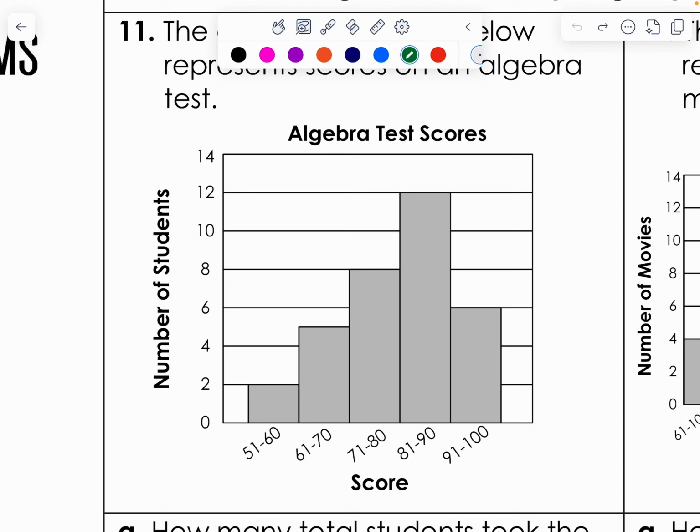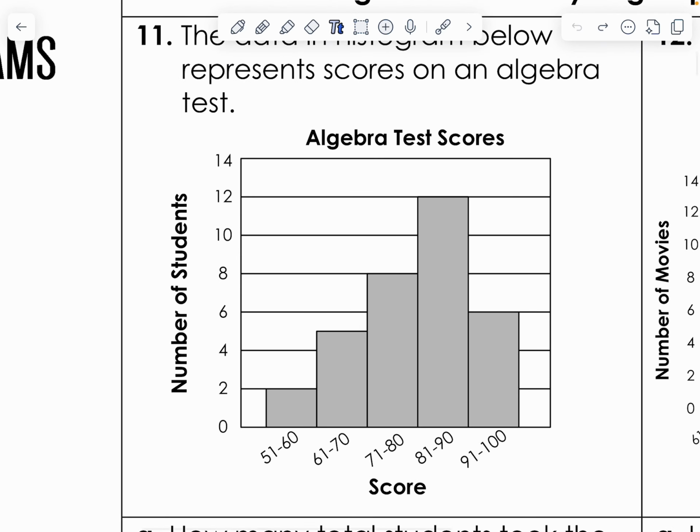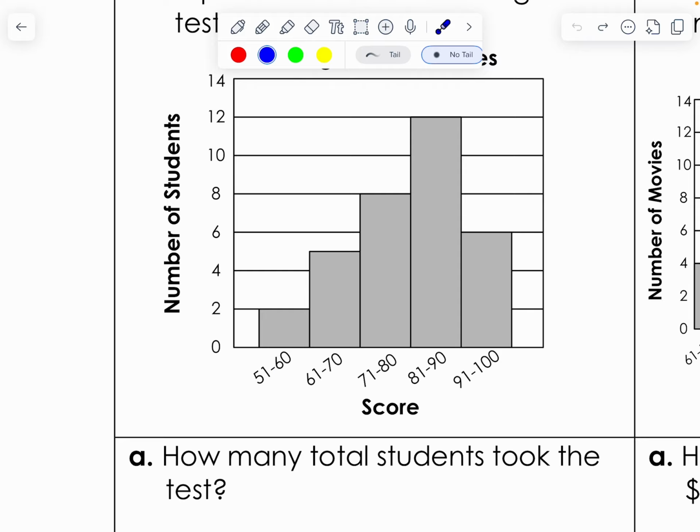Let me see if I can highlight that for you guys here. Title of our histogram right up here. These are the algebra test scores. This is our x-axis, this is our y-axis, and this is our little range here. Notice how they're broken down in ranges: from 51 to 60, 61 to 70, onwards and onwards.